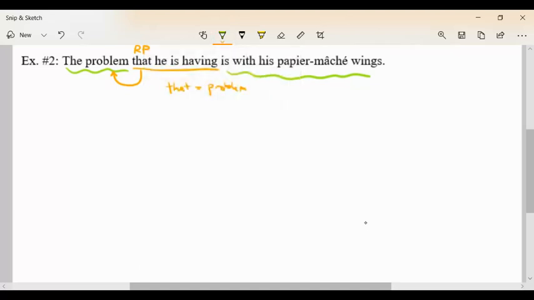All right, let's take on this sentence, which is the problem is with his paper mache wings. Let's build this sentence. My subject is the word problem. And I'll say it's the problem.